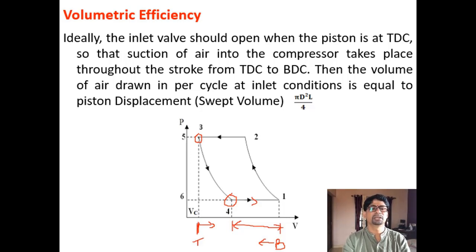So the inlet valve should open when the piston is at TDC, so that suction of air into the compressor takes place throughout the stroke from TDC to BDC. Throughout the stroke from here to here there would have been suction, but suction is starting only from point 4 here. Then the volume of air drawn per cycle at inlet conditions is equal to the piston displacement. If that were the case, the volume of air admitted into the cylinder would be equal to the piston displacement, or the swept volume, which is nothing but πd²/4 into L, where πd²/4 is the cross-section area of the cylinder, and L is the length of the stroke from TDC to BDC. This length is L.